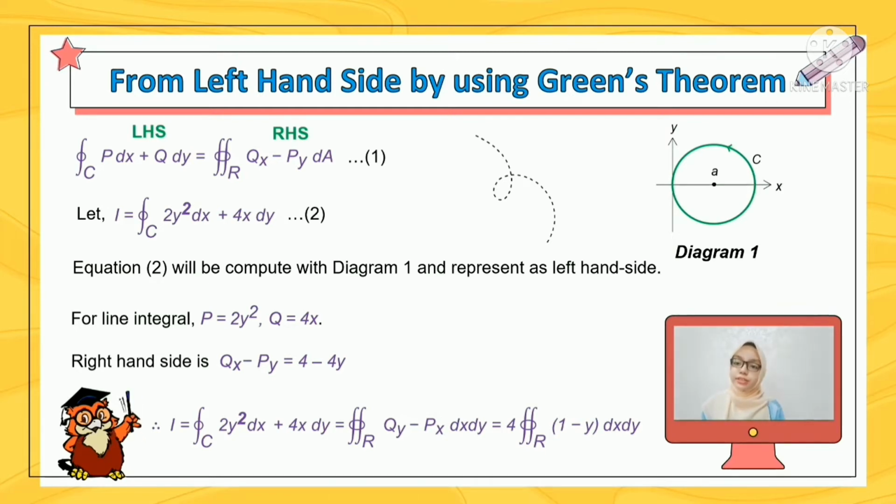So for the integral, the value of P is equal to 2y squared and Q is equal to 4x. The right-hand side is the value of Q differentiated with respect to x, minus the value of P differentiated with respect to y, and it will be equal to 4 minus 4y. Then the equation will be easy to solve.